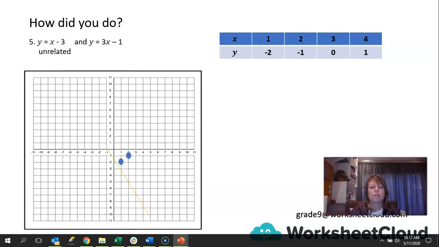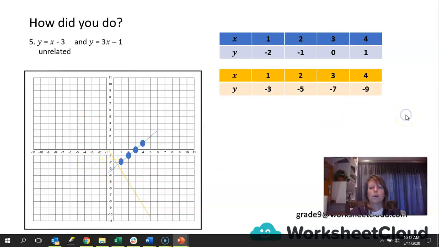Let's fill those in. Where x is 3, it would be 0. That's the x-intercept. And where x is 4, y is 1. Okay, join those up. Make sure it goes through the right intercept. Your y-intercept is minus 3. There we can see it does cut minus 3.